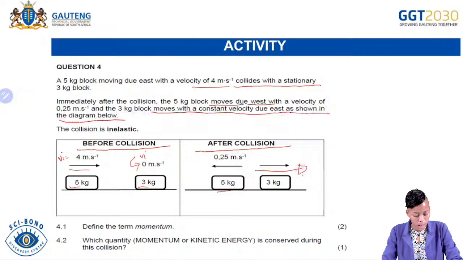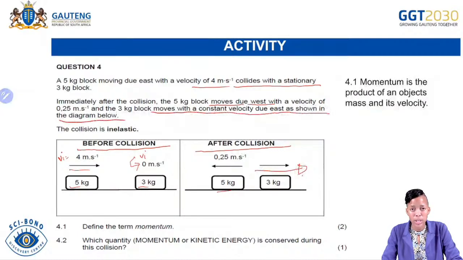Okay. So now 4.1 says you need to define the term momentum. So what is our definition there? It says momentum is the product of an object's mass and its velocity. So again, the definition there is 2 marks. And remember, you need to define the momentum according to your examination guidelines.